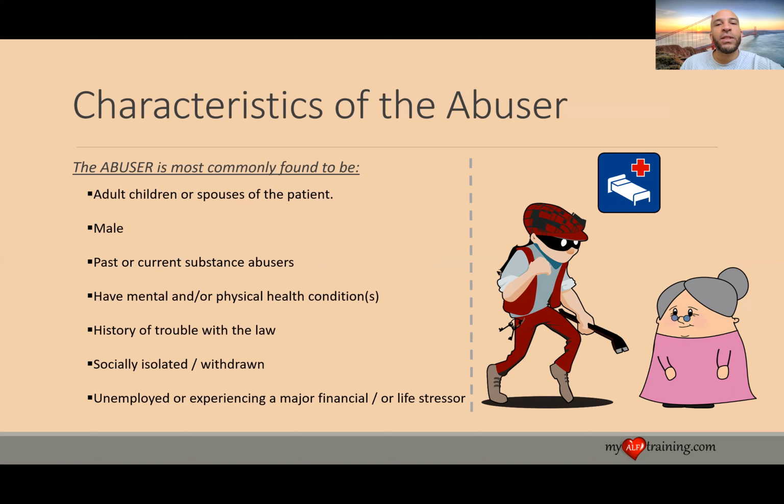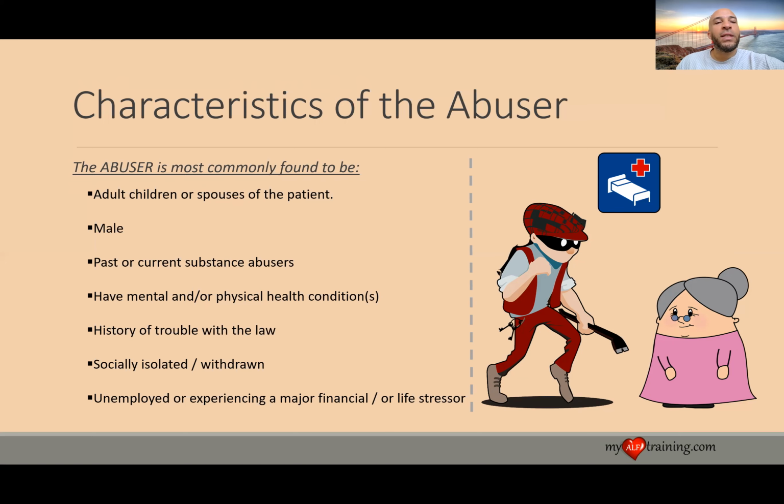In addition, characteristics which are common amongst the abuser include past or current substance abuse, having a mental or physical health condition, or both, some type of history or trouble with the law. So they've been arrested or placed on probation. They've been in trouble with the law before. This isn't their first time breaking the law. They are socially isolated or withdrawn. So they're not very social. They're going to keep to themselves, or they're going to keep to their business, which is trying to abuse the resident in our facility.